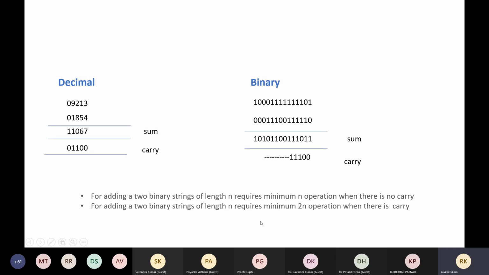Adding two binary strings of length n requires minimum 2n operations when there is a carry. That's what we said. So to say what is the complexity of this operation, at the minimum it can be n, at the maximum it can be 2n, and this number is represented by big O.